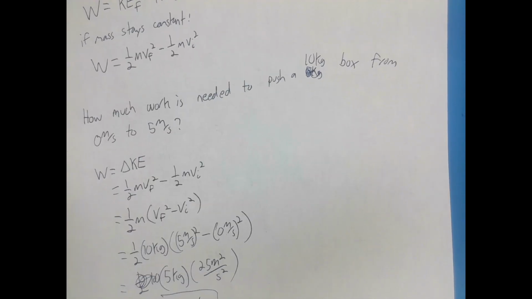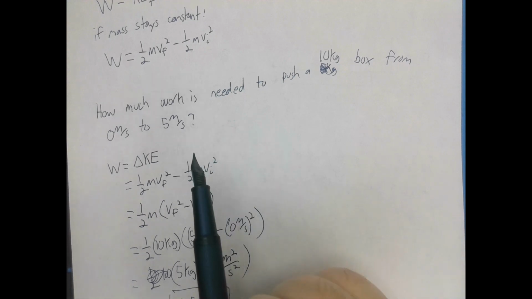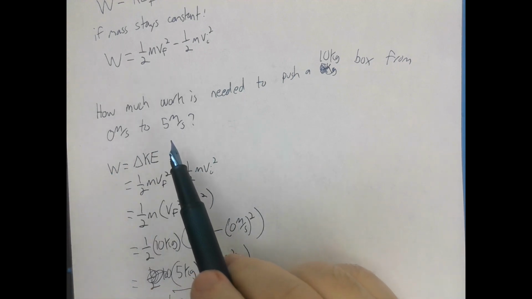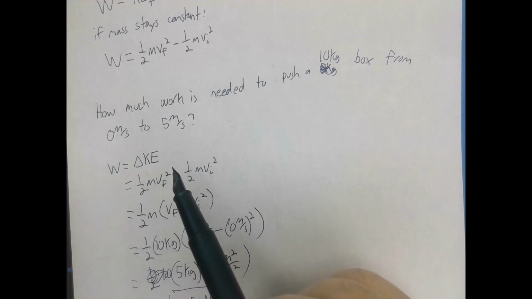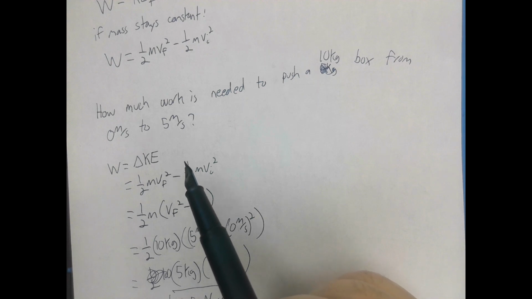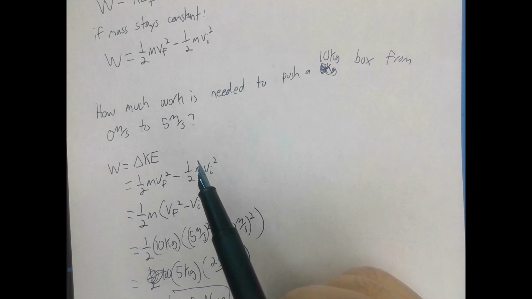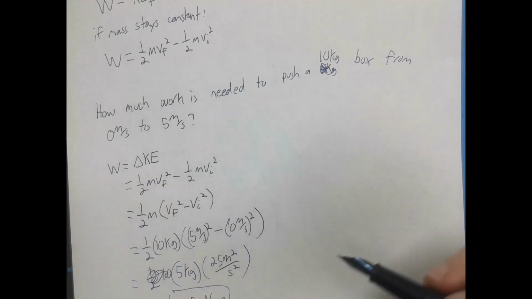Question: is the amount of work needed to go from 0 to 5 meters per second the same as the amount of work needed to go from 100 to 105? It takes significantly more work to go from 100 to 105 than it does to go from 0 to 5. We could do that.